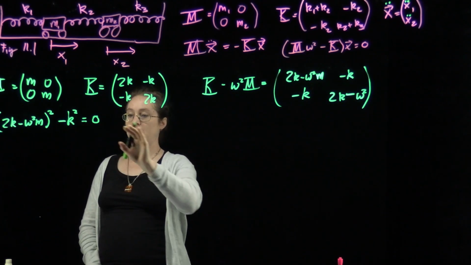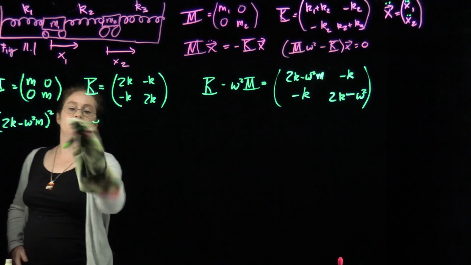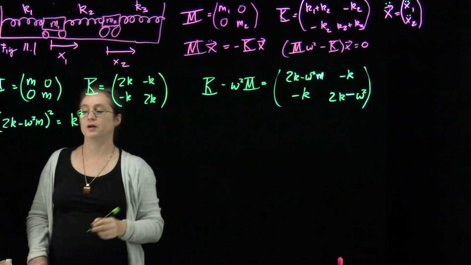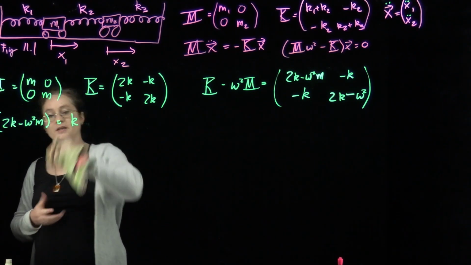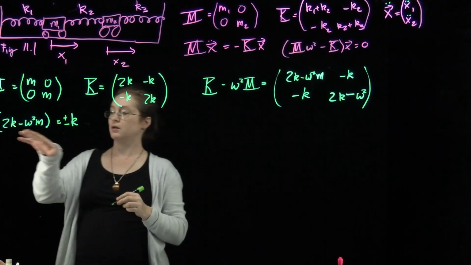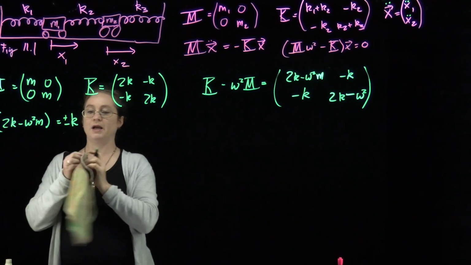I'm going to put the k on this side, and then I can take the square root. So this is the k, so this is k squared. And then I take the square root and I get a plus or minus. And then I'm going to divide through by m.